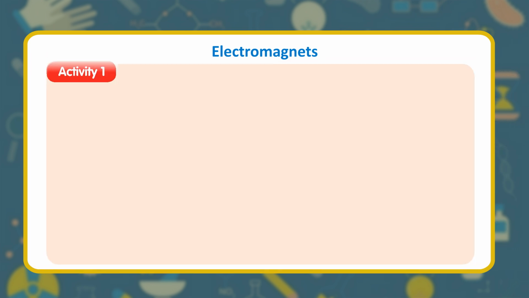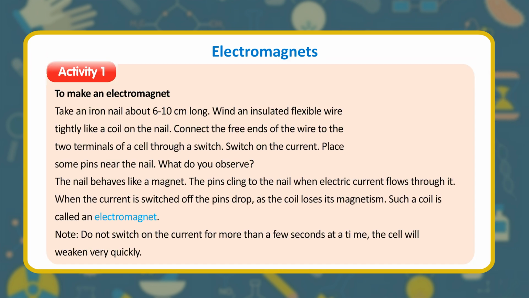Activity. To make an electromagnet, take an iron nail about 6 to 10 centimeters long. Wind an insulated flexible wire tightly like a coil on the nail. Connect the free ends of the wire to the two terminals of a cell through a switch. Switch on the current. Place some pins near the nail. What do you observe? The nail behaves like a magnet. The pins cling to the nail when electric current flows through it. When the current is switched off, the pins drop as the coil loses its magnetism. Such a coil is called an electromagnet.